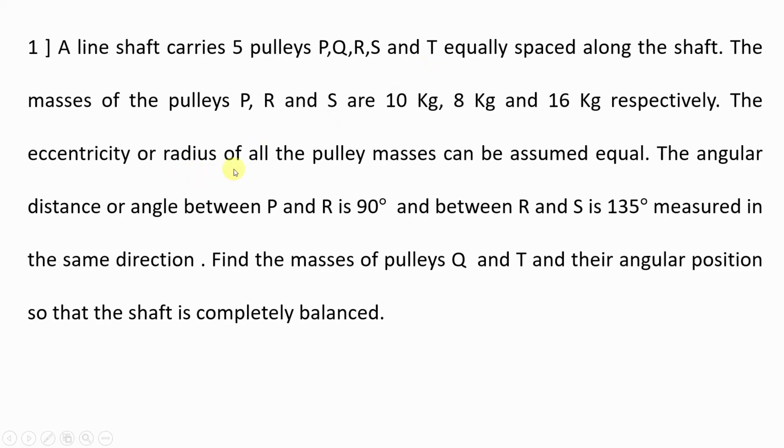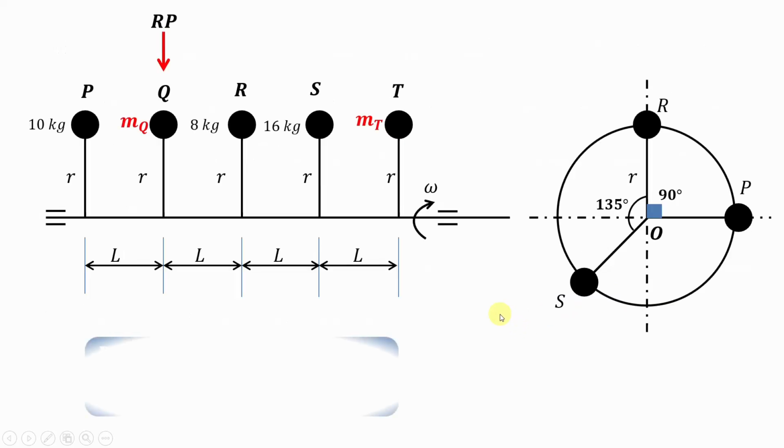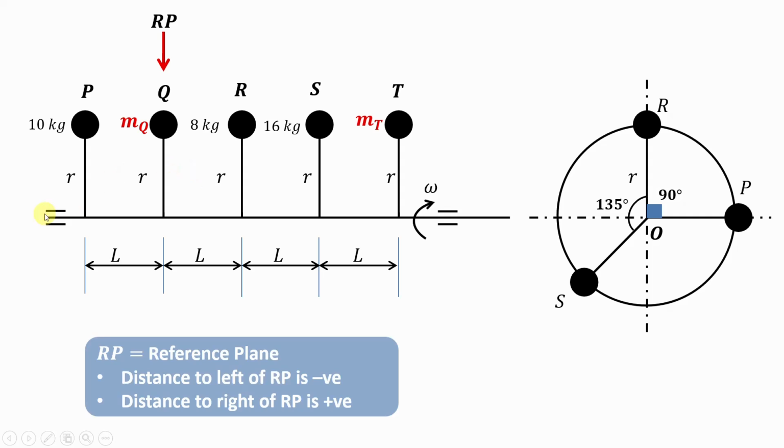The eccentricity or radius of all the pulley masses can be assumed equal. Now the angle between P and R is 90 degree and between R and S is 135 degree measured in the same direction. Find the masses of pulleys Q and T, that is MQ and MT, and their angular position, that is theta Q and theta T, such that the shaft is completely balanced. So this is known as the longitudinal view and this is known as the end view.